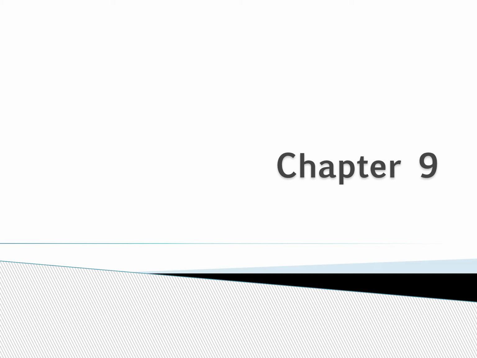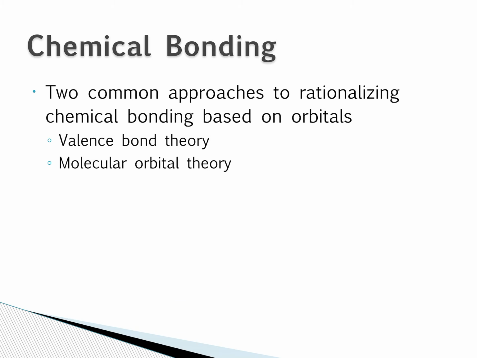So the last chapter for this unit is chapter 9. We're going to be looking at bonding. We really haven't talked about how, especially in covalent bonding, how the electrons are shared. So we'll focus in on that right now.